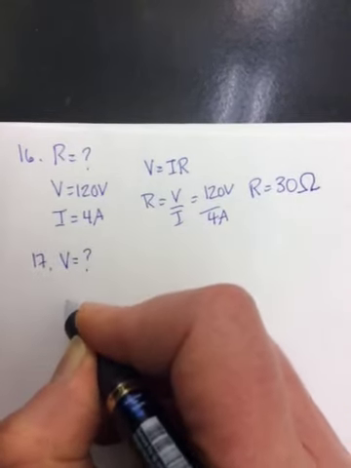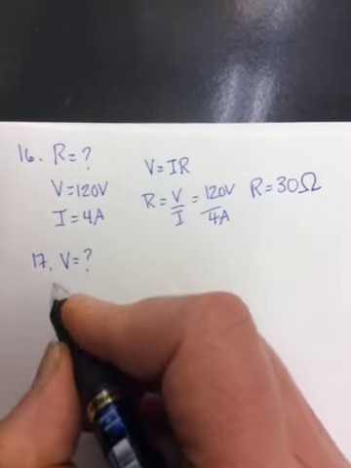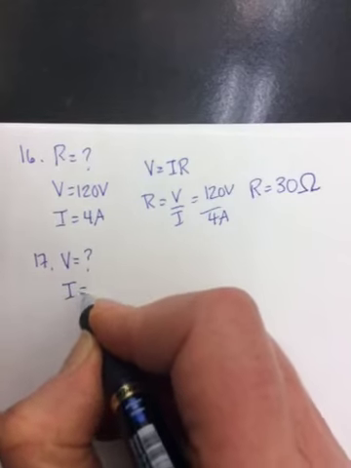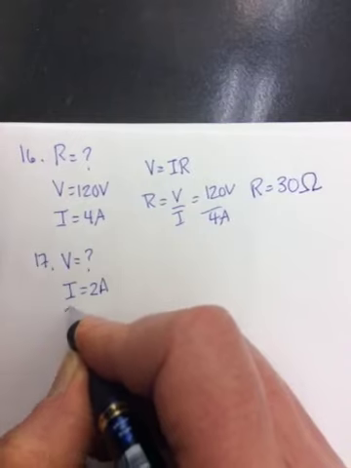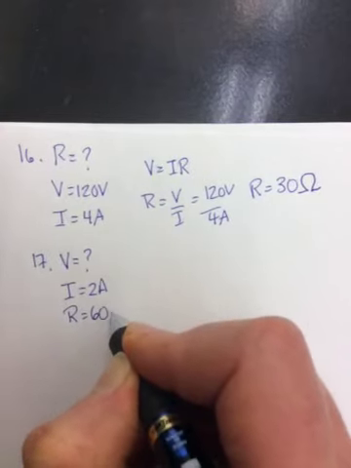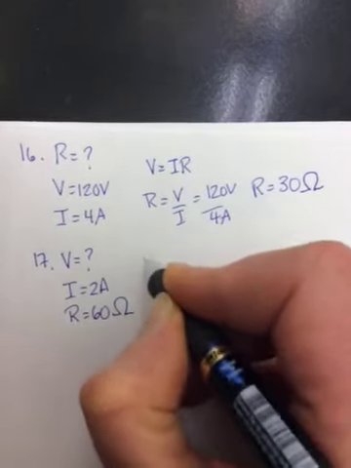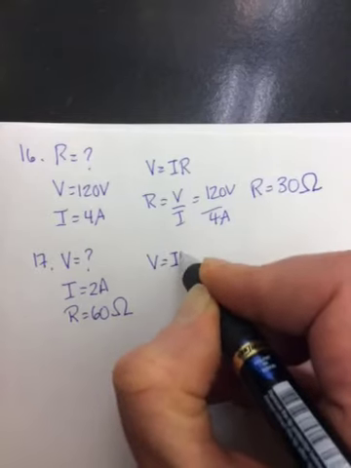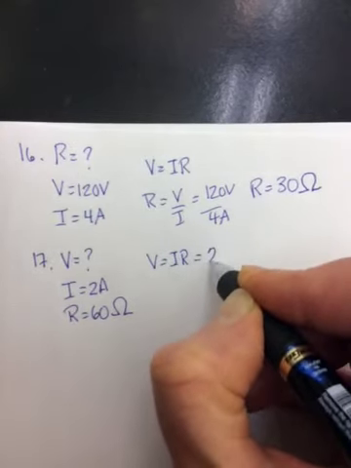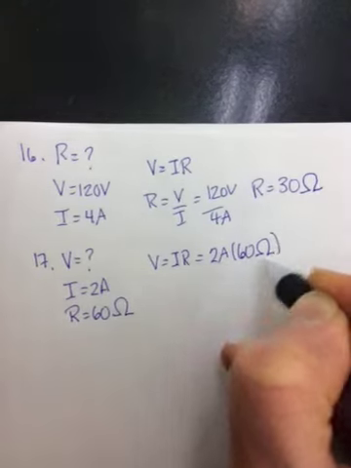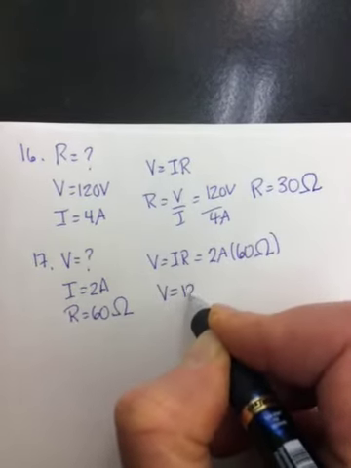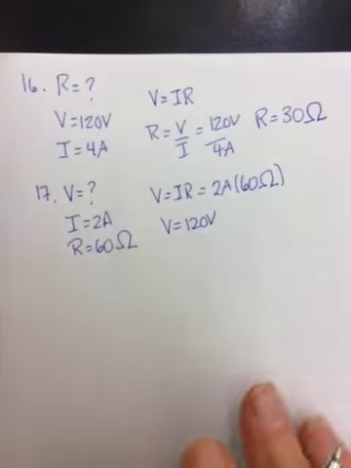Number 17, what is the potential difference? This time you're looking for V. Applied to a circuit if there is 2 amps, that's I, of current flowing through a resistance, R, of 60 ohms. So this time V equals IR, so 2 amps times 60 ohms, equally higher order math, 120 volts.